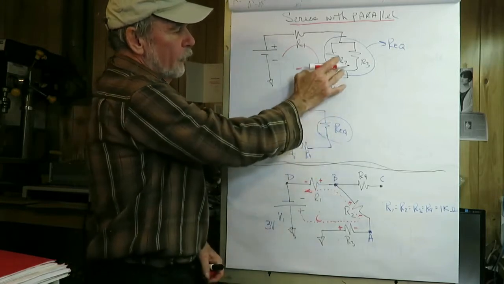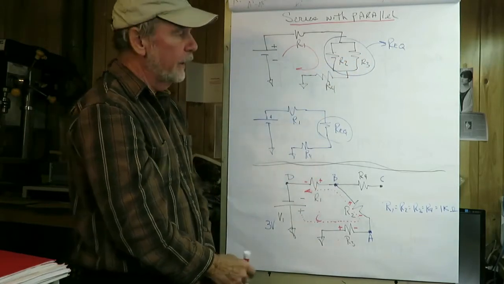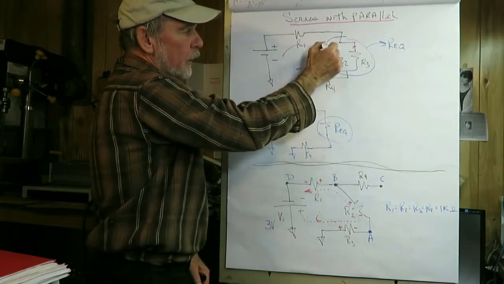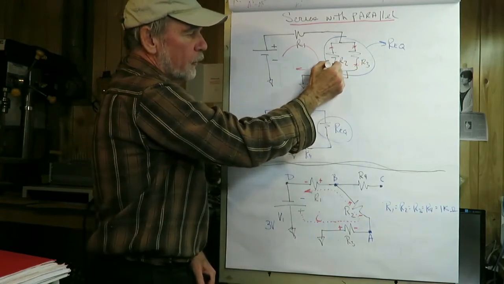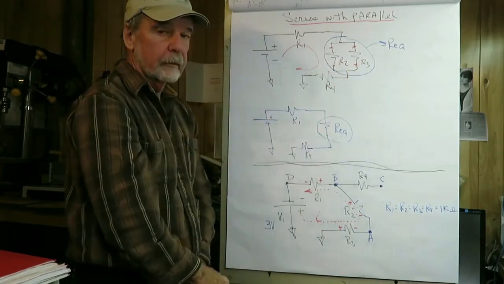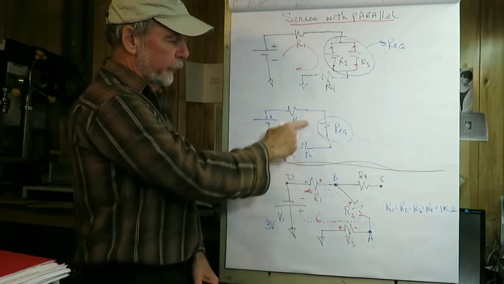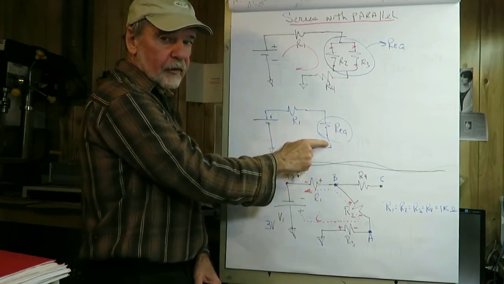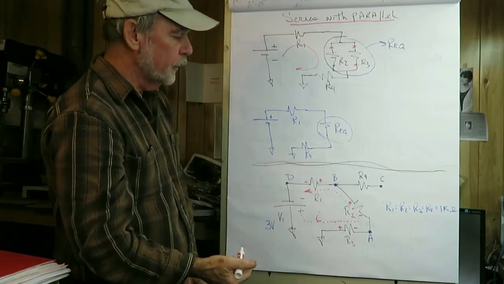So what we have here is R2 and R3, and these are in parallel. And the way we define that is, if one lead of one part is connected to one lead of the other part, and the second lead of the first part is connected to the second lead of the second part, they're in parallel. Notice that in a series circuit, one lead is connected to one lead, but the second lead is not connected to the second lead. That's for sure an indication that it's a series arrangement.